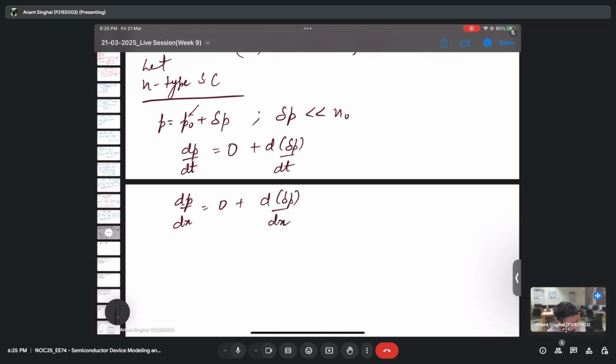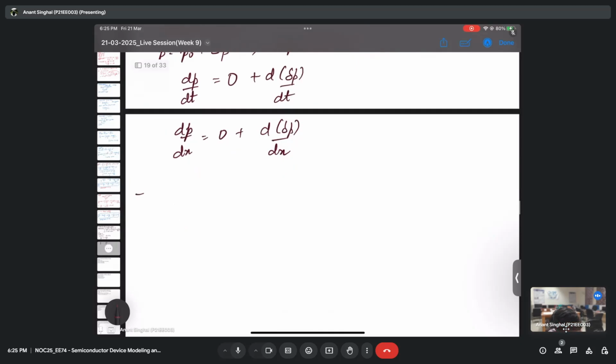So now we have just derived the continuity equation for holes. What I can write is d delta p over dt, because we are trying to calculate delta p, that is the excess carriers, holes. The E term will get cancelled out because the electric field is 0. That is the first assumption that we have made. The second assumption is dp over dx, or d delta p over dx, is 0.